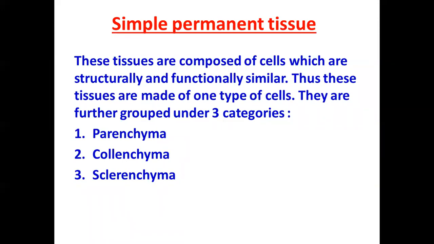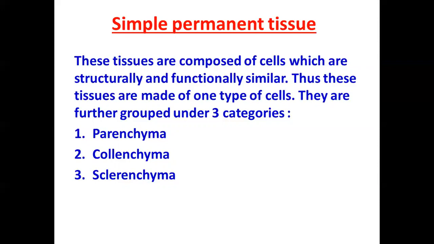These tissues are composed of cells which are structurally and functionally similar. Thus, these tissues are made of one type of cells. That's why it is known as simple permanent tissue. They are further grouped under three categories. That means further divided into three, that is parenchyma, collenchyma, and sclerenchyma. So simple permanent tissues are those which consist of similar kind of cells and they perform similar function. They are considered as simple permanent tissue.